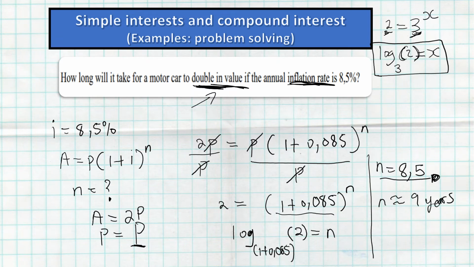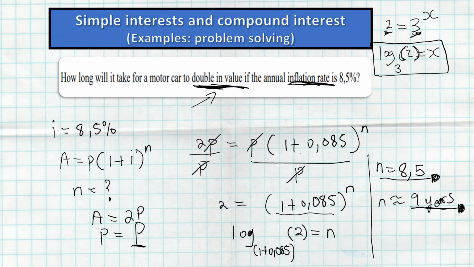Okay, so how long will it take for the car to double its value? It will take 9 years. Because if I say 8.5, you can just write 8.5 years, but just to be more precise, we can just convert that.